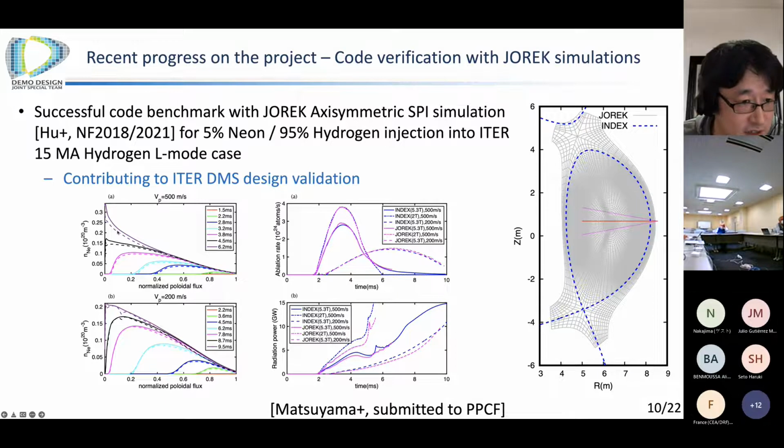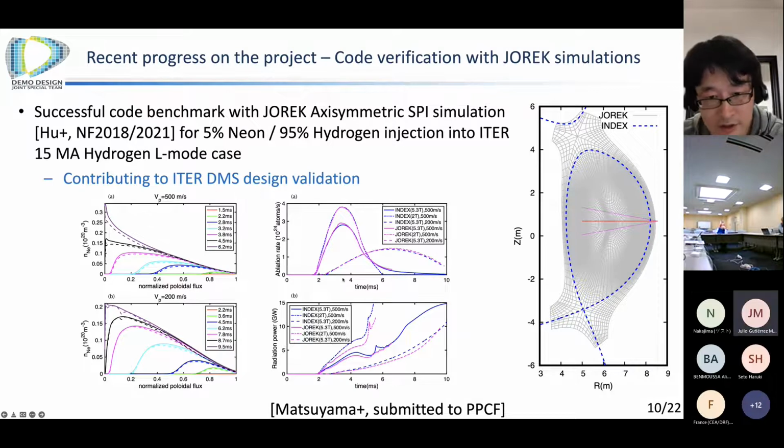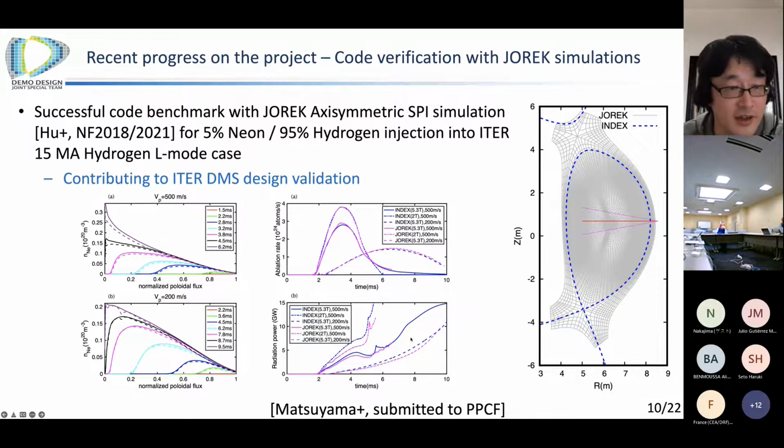And you can see the dashed is the JOREK result, and the solid curves are INDEX. This shows the evolution of the neon density after the injection of the pellet from this side, outside of the plasma. And you can see the deposition of the neon into the plasma. Such a deposition can lead to some cooling of the plasma, and also the increase of the density to avoid the runaway electron. And the right figure is the time trace of the ablation rate and the radiation power. You can see a relatively reasonable agreement of the ablation rate and the radiation power between the codes. Such a basis has been built up with the help of this IFERC project.